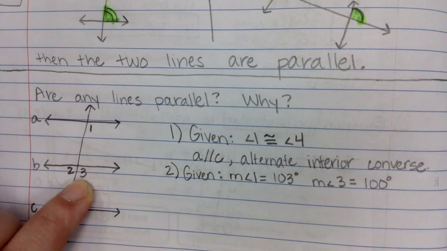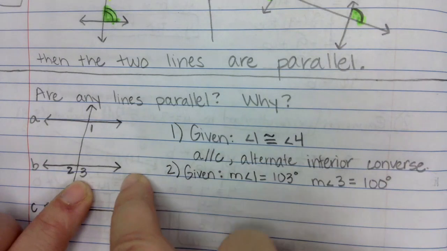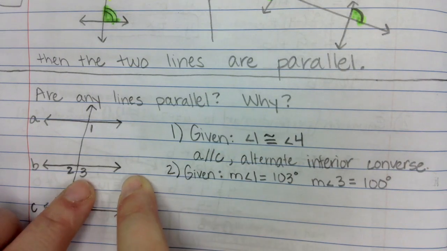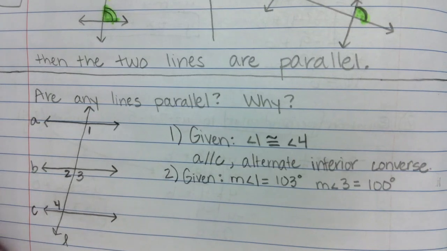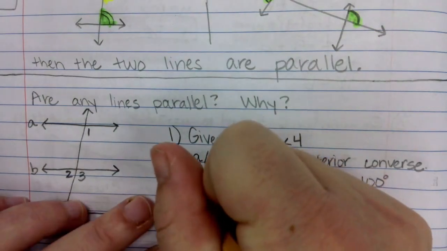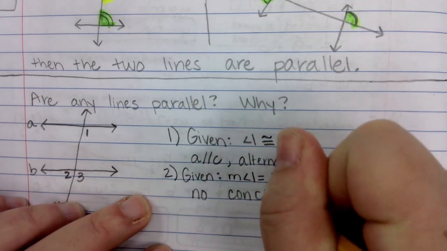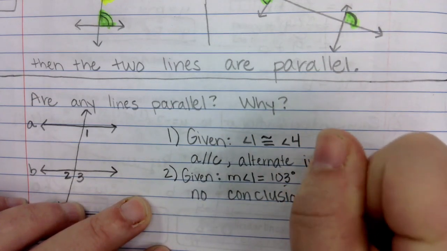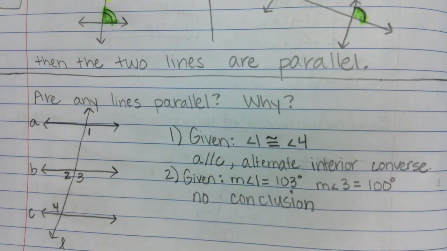All right, last one, number 3. Guys are crushing it. We are given, and again we have some measures here. We know the measure of angle 2 is 127 degrees, and the measure of angle 4 is 53 degrees.